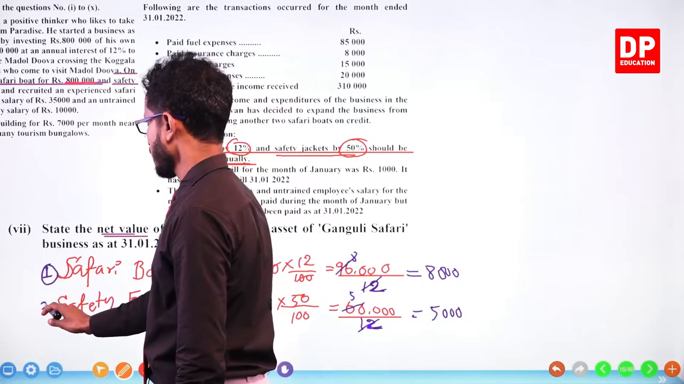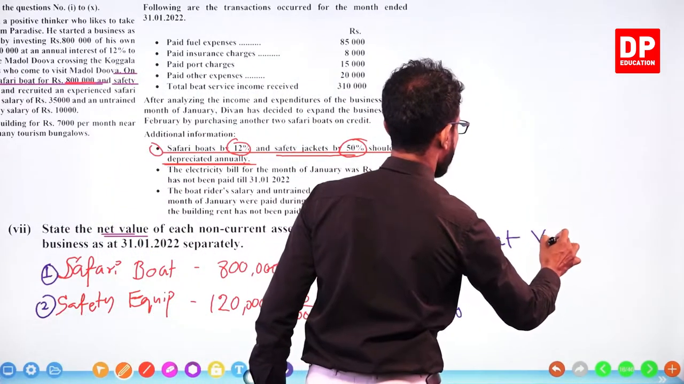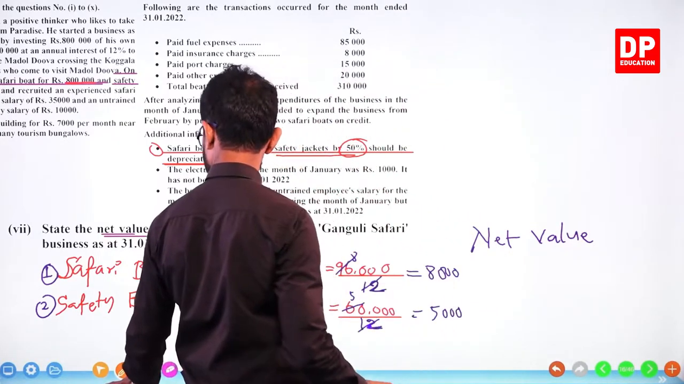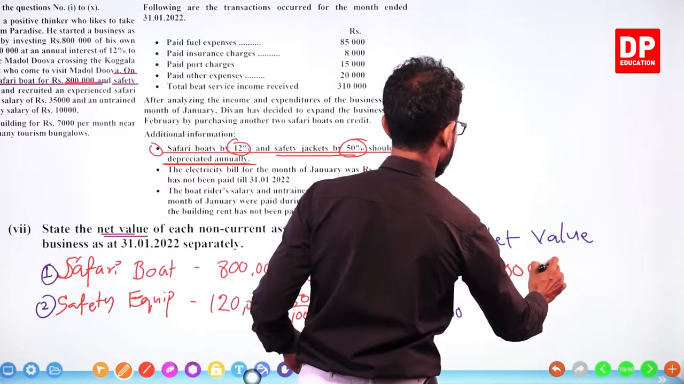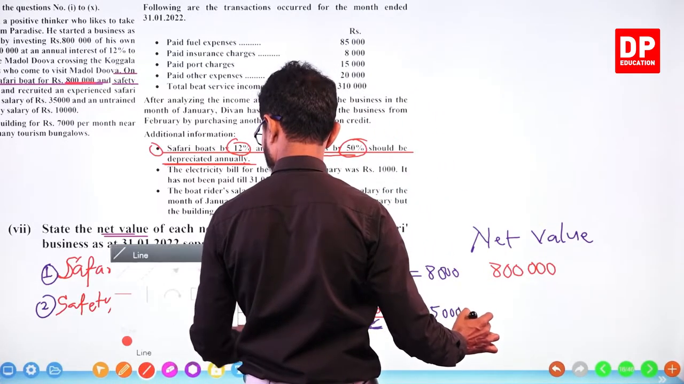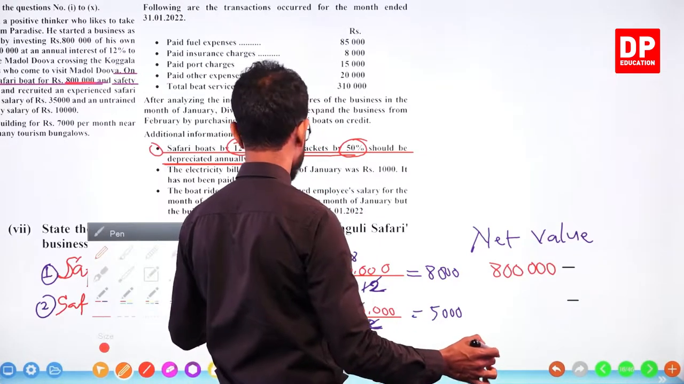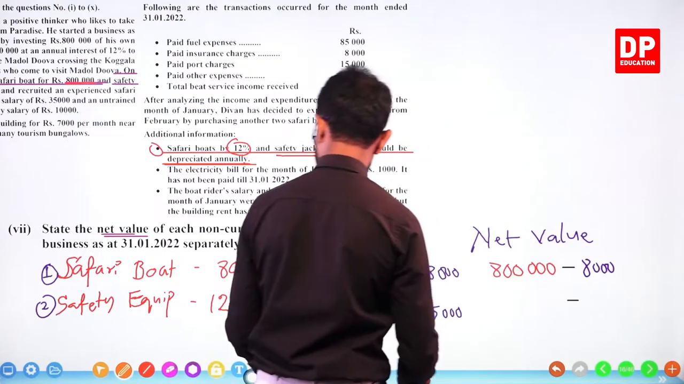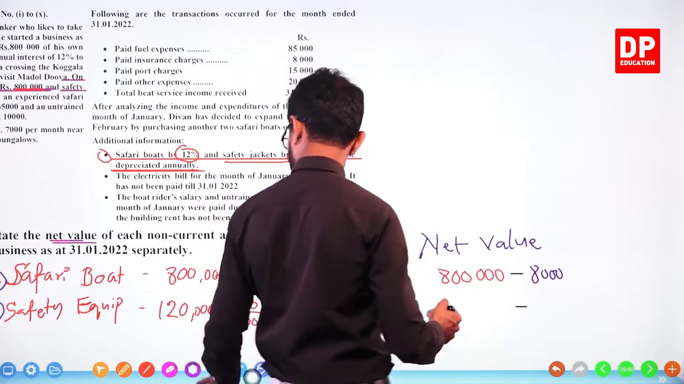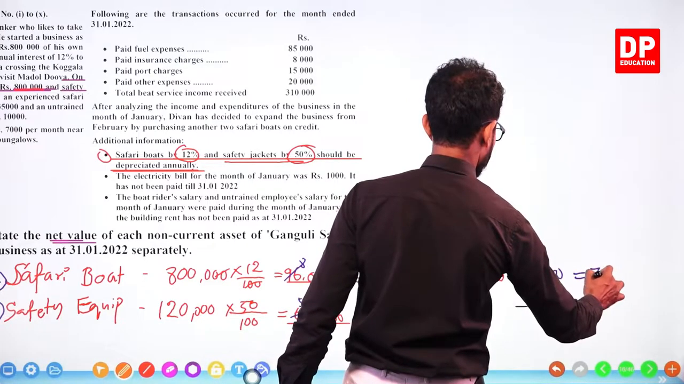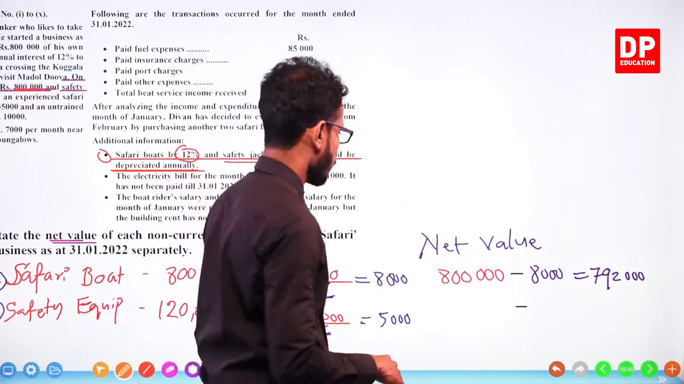First and second, separately. So the net value of the non-current assets separately for safari boats, you have to take 800,000 and subtract 8,000, and you get the answer. How much? 800,000 minus 8,000. How much? 792,000. That is the net value.